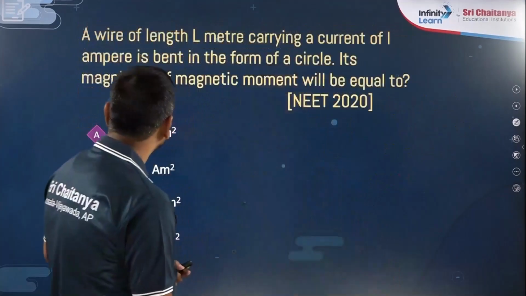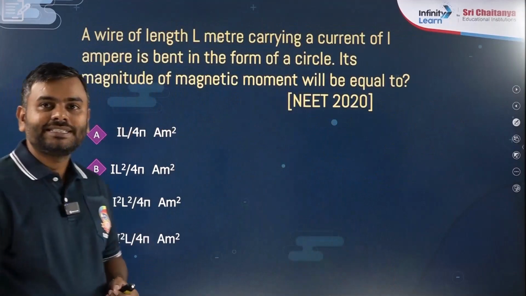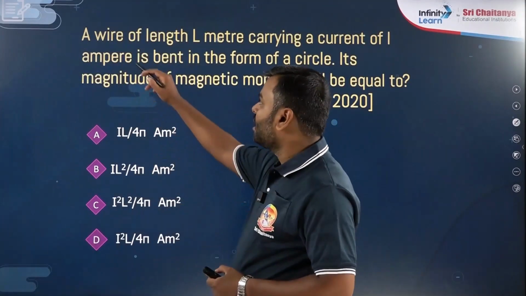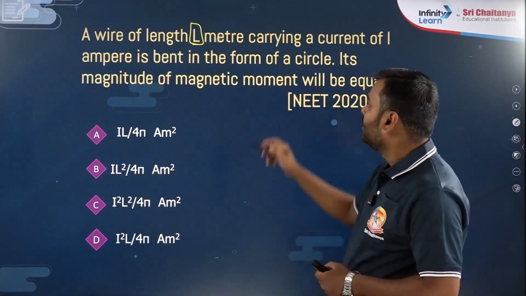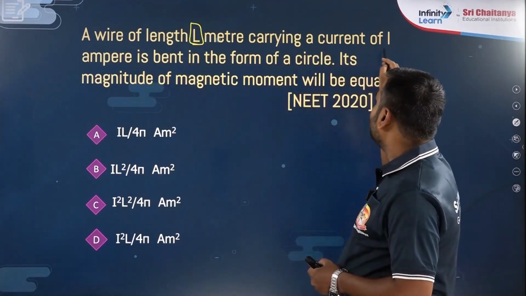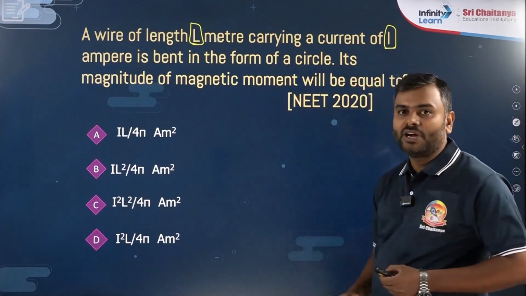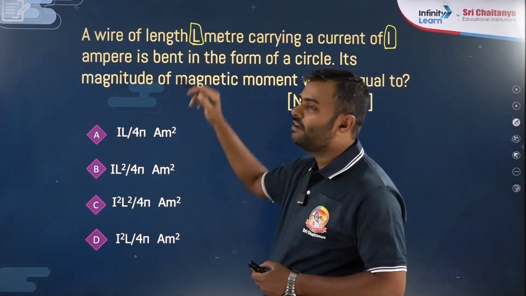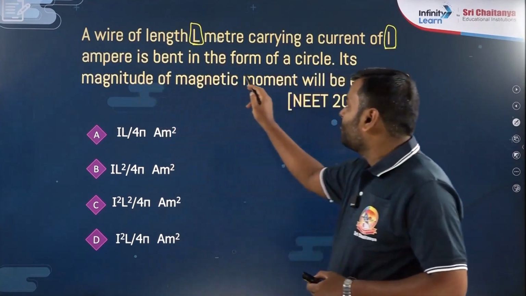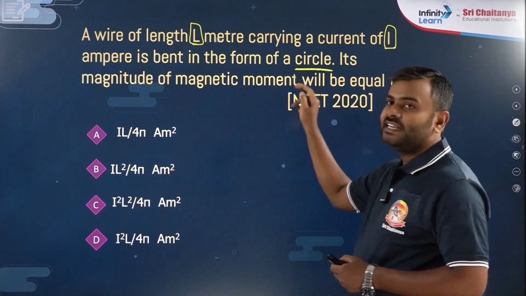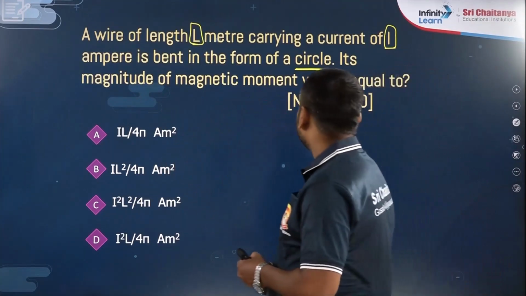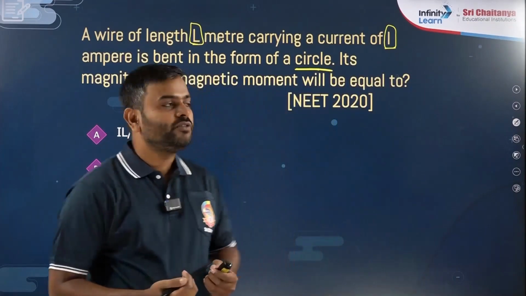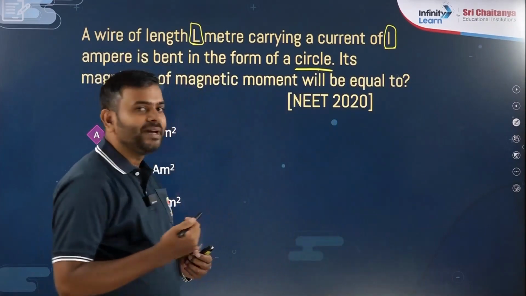Now we are going to solve the second question. The second question is: a wire of length L meter carrying a current I is bent in the form of a circle. So the current is I, and the length of the wire is L. Its magnitude of magnetic moment will be equal to what? What will be the value of the magnetic dipole moment?